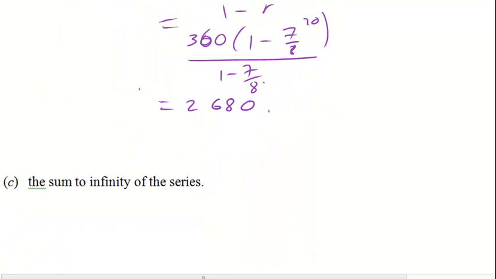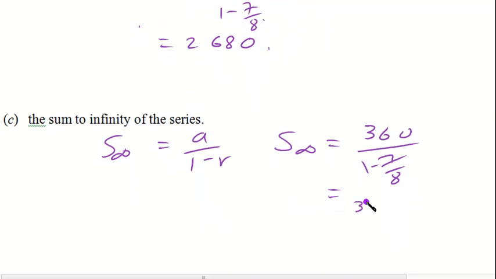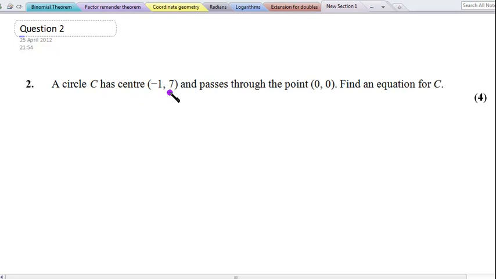Now in the final part of the question we've got to find the sum to infinity, and the sum to infinity is equal to a over 1 minus r, provided that r is between minus 1 and 1, which we do have in this case. So therefore the sum to infinity will equal a, which is 360, over 1 minus 7/8, which equals 360 over 1/8, which is the same as 360 times 8. And that comes out to be 2,880.